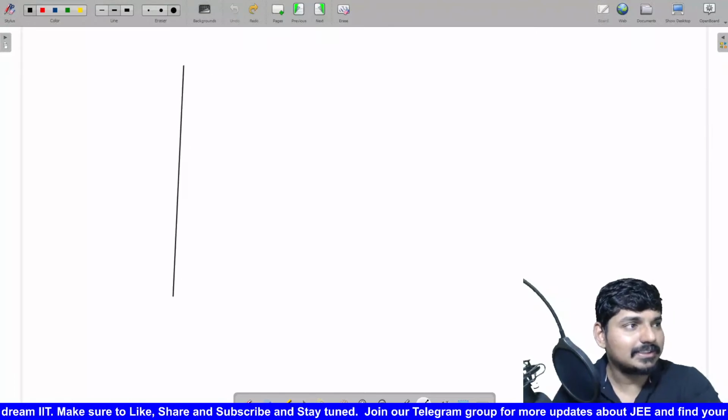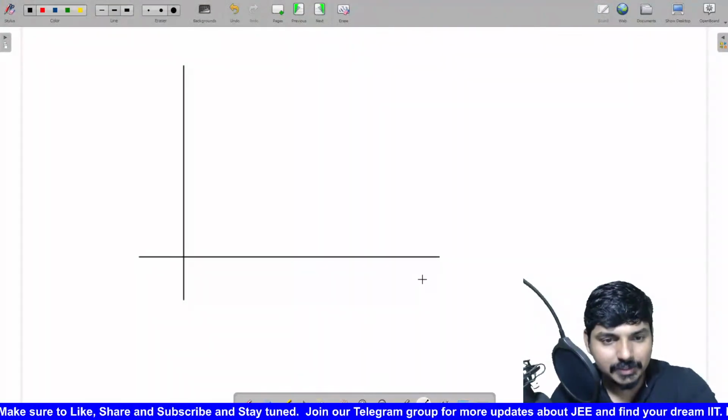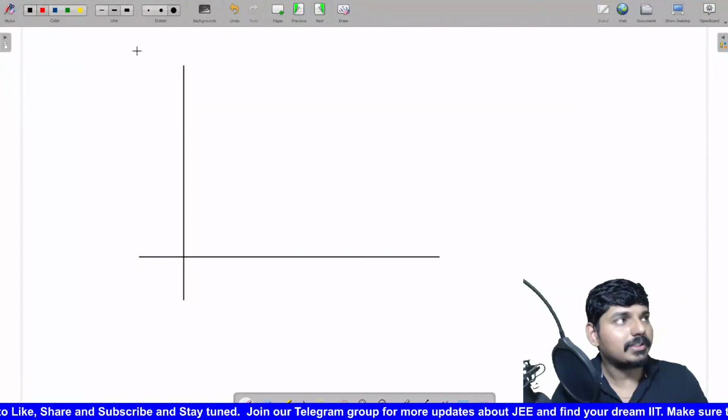Let us say this is going to be your y-axis, this is going to be your x-axis. Now let me draw the graph in this way.